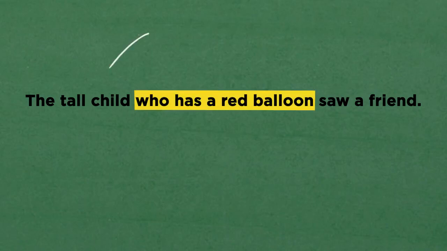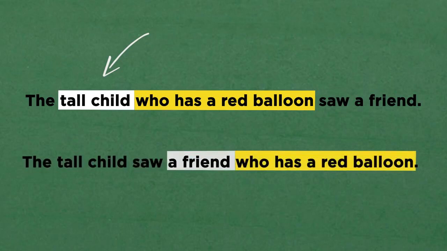The tall child who has a red balloon saw a friend. In that sentence, it's really important that the clause who has a red balloon come right after tall child. If you move the clause, you change the whole meaning of the sentence. The tall child saw a friend who has a red balloon. See what I did there? Now the friend has the balloon, and that's just not right.